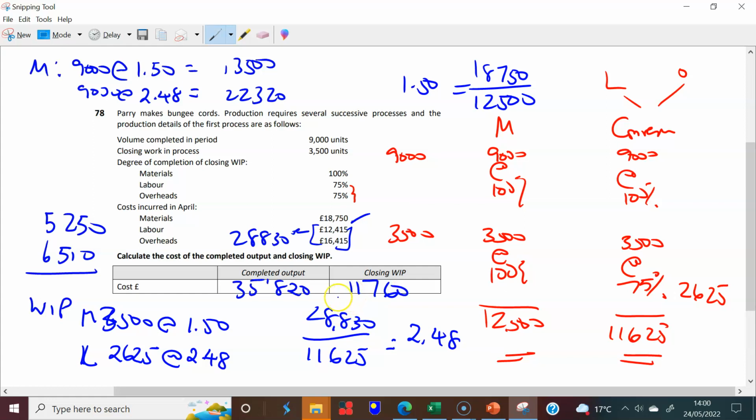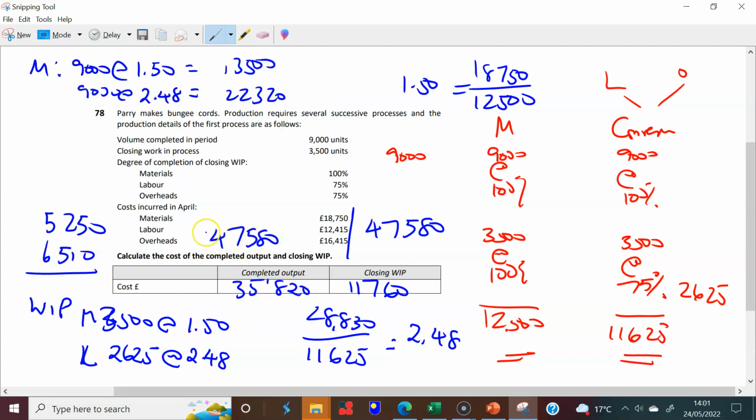Now, again, it's not a trick question. I think a good idea to confirm this learning is to add these three things together. So you have 18,750 plus 12,415 plus 16,415, and you have 47,580. Add these together, 35,820 plus 11,760, and you have 47,580.